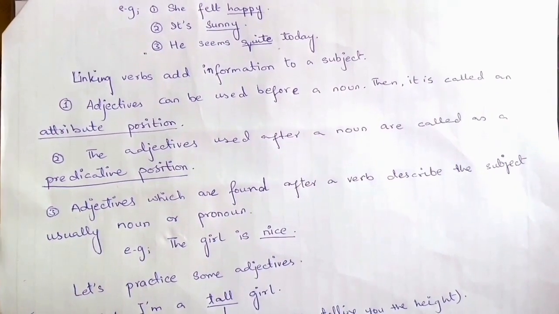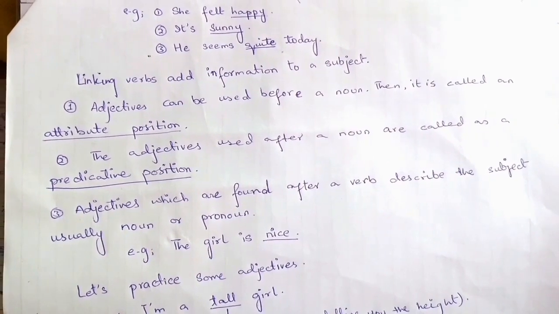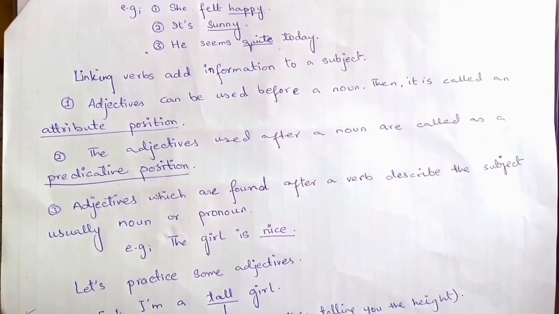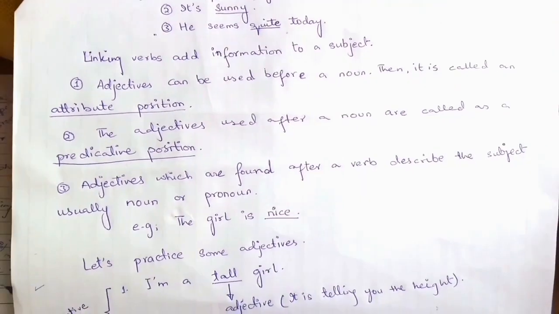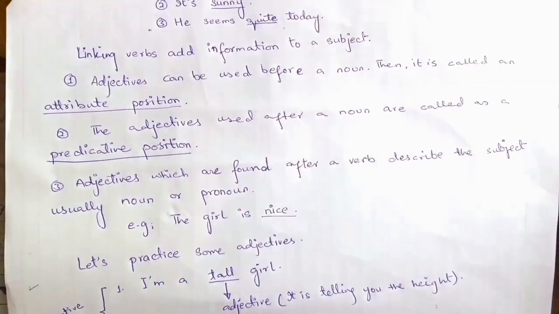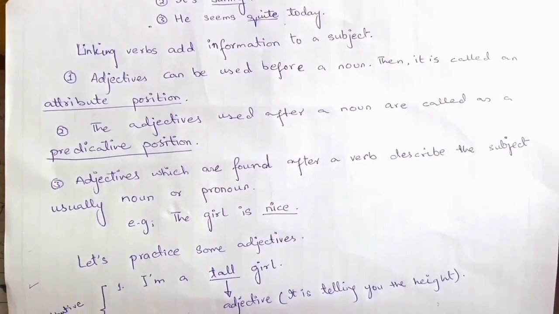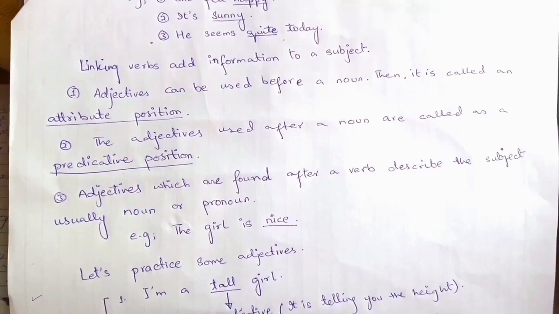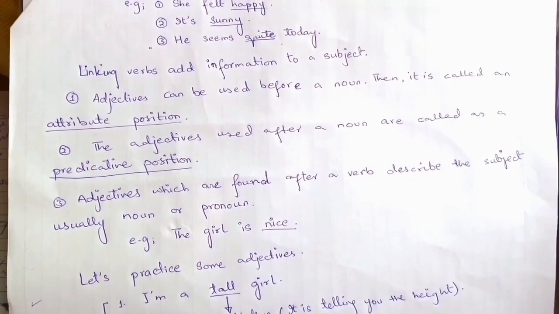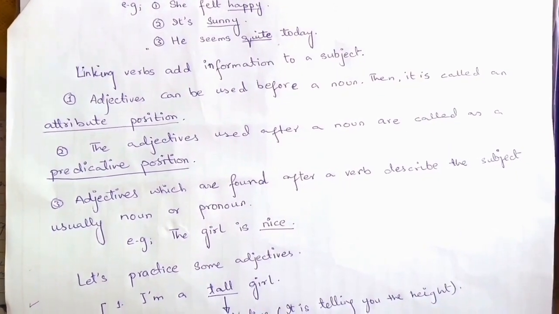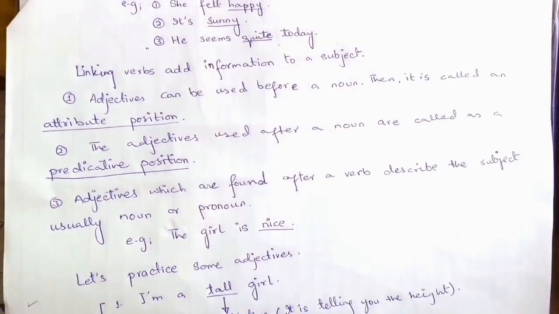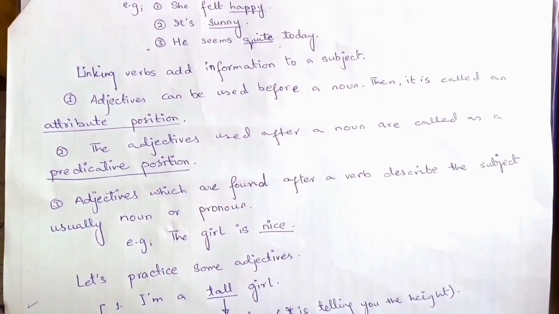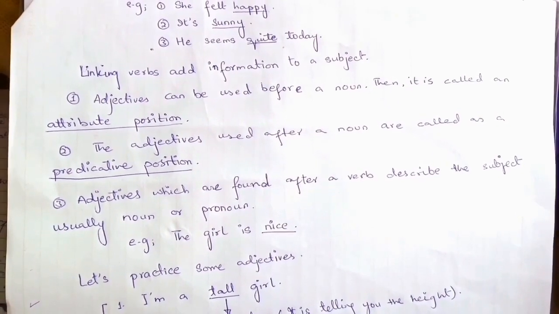Well, linking verbs also add information to a subject. So there are two positions of an adjective. Number one is attributive position and the second one is predicative position. So what is attributive position? The adjectives that can be used before a noun are called attributive position. Whereas the adjectives used after a noun are called predicative position.